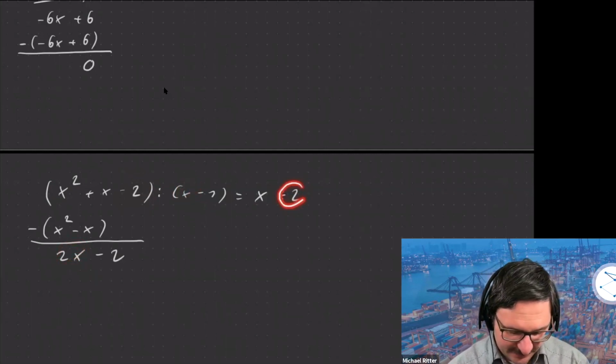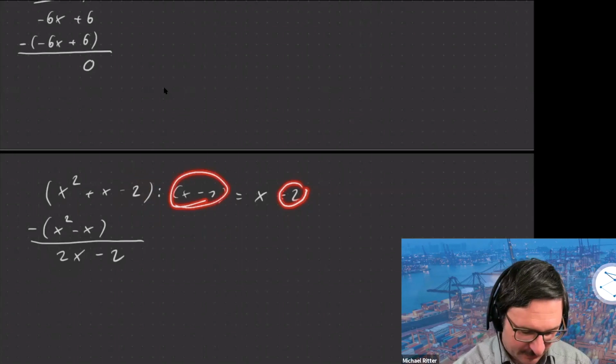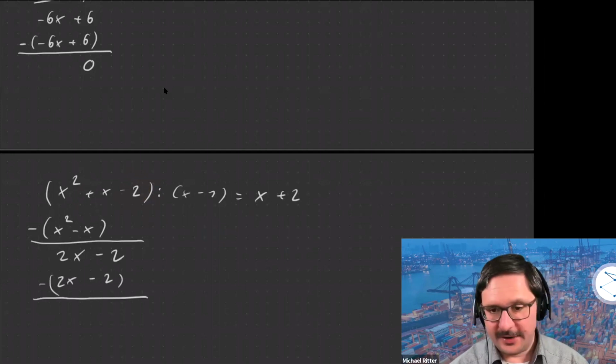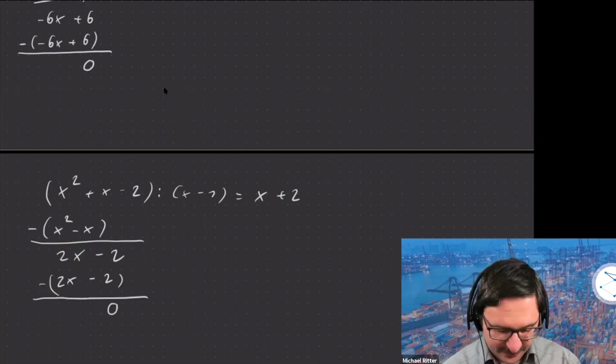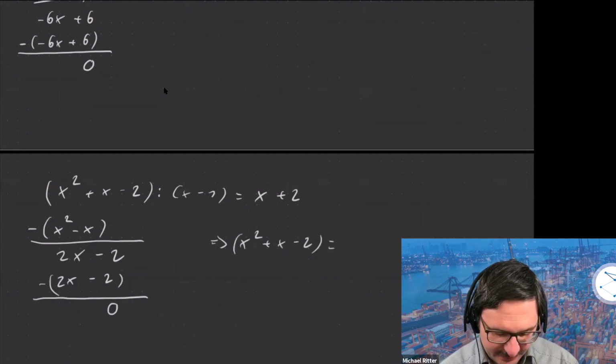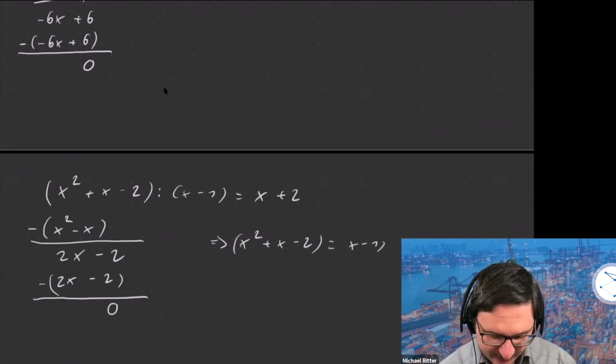And if I multiply 2 times this whole factor here, then I get 2x minus 2. And I subtract that from the remaining polynomial, which yields 0. So I'm done. And again, that means my original polynomial, x squared plus x minus 2, can be written in the form x minus 1 times x plus 2.